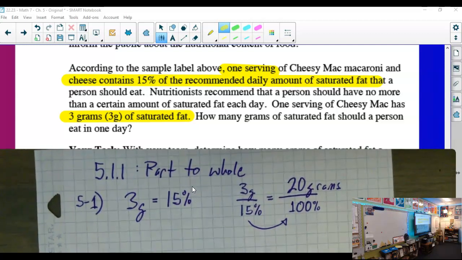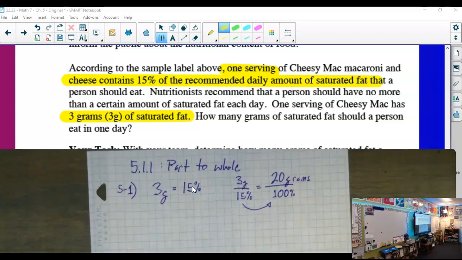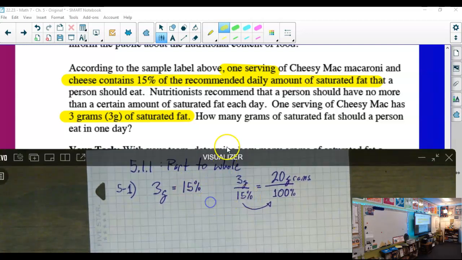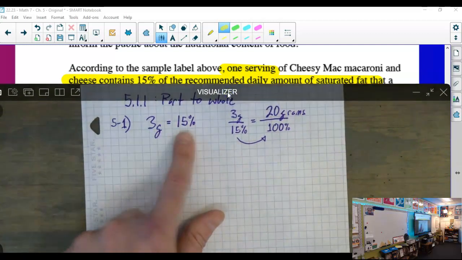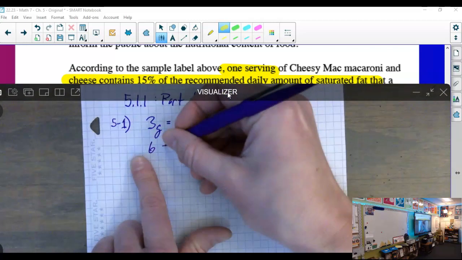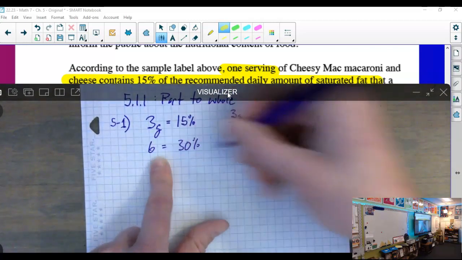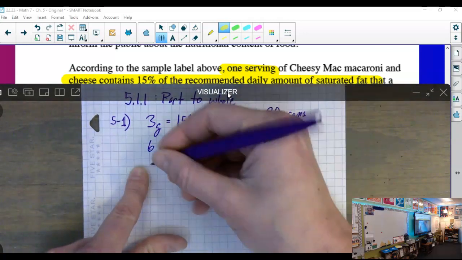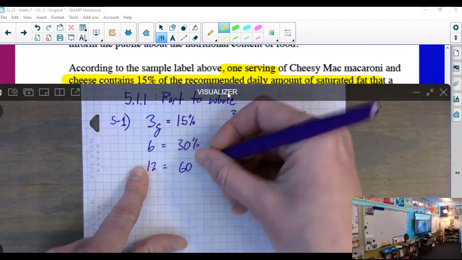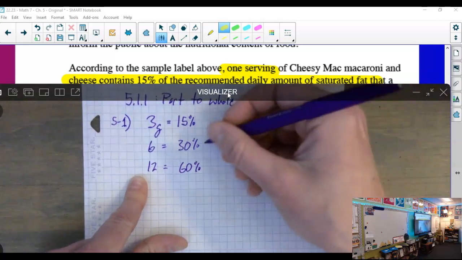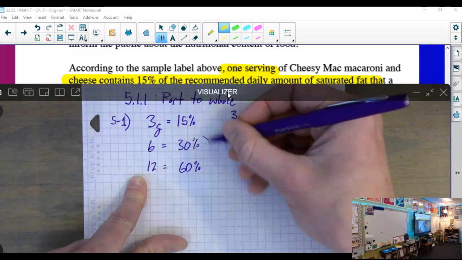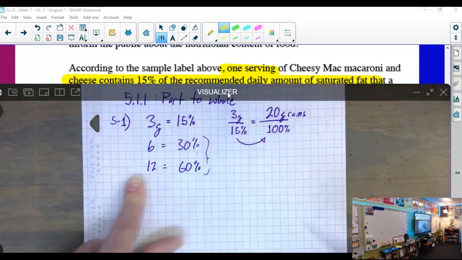Lily? I got 20 grams a different way. What's your different way? I set up a chart, like 6 equals 30, 12 equals 60, and then when I got to 90, if I just add 15, that would be 105. Lily said she essentially set up a chart like this, doubling and doubling. 12 is 60%. And then I did 15, 18, and 20. Oh yeah, because we can put percents together. If I put these together, that would be 90%. So there are other ways to get there.